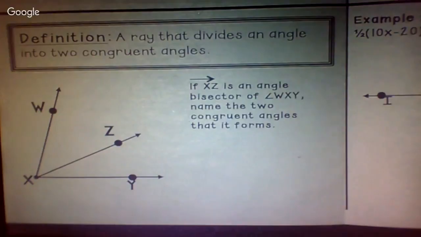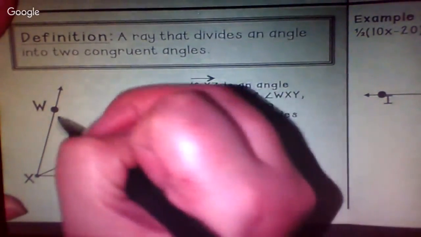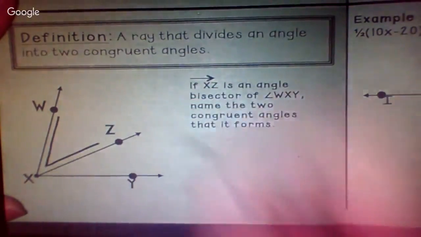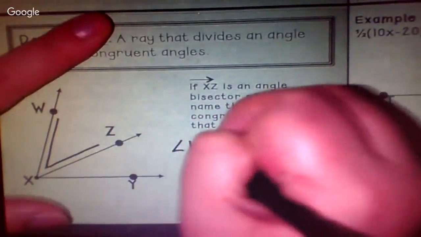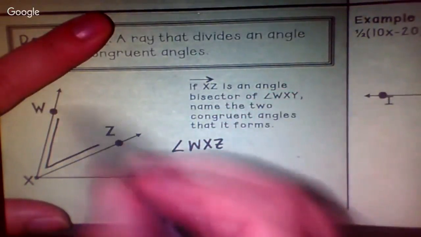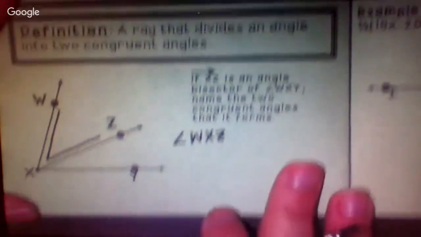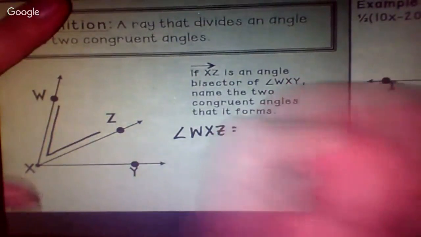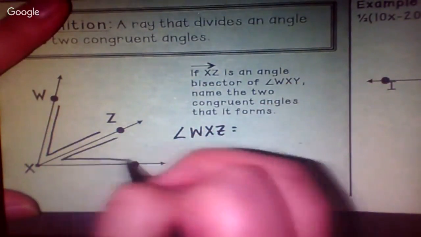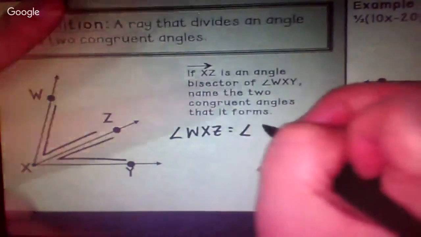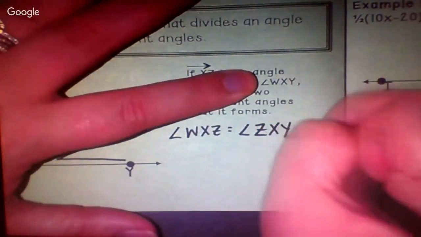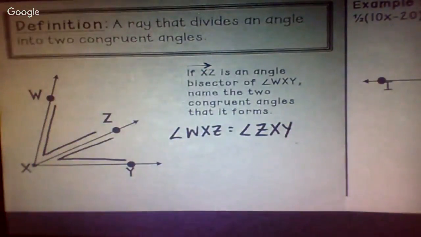So what that does is it tells me that angle WXZ, which is what I just drew that little V in, that first angle should be equal to angle ZXY. When I've got something that bisects it, the two angles are the same. They are congruent, which means they are also equal.